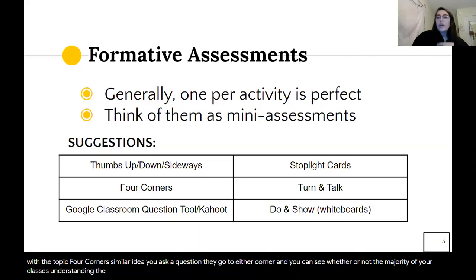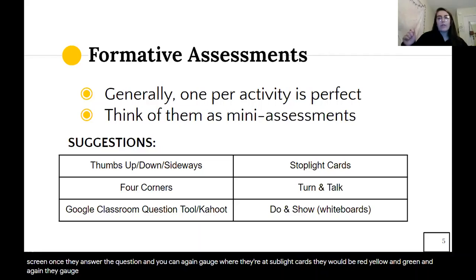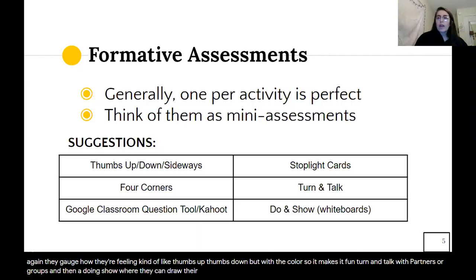The question toolkit or the Kahoot, that's always good too. They can go on a tablet, a laptop, and they can see on the screen once they answer the question, and you can again gauge where they're at. Stoplight cards, they would be red, yellow, and green, and again they gauge how they're feeling, kind of like thumbs up, thumbs down, but with the colors, so it makes it fun. Turn and talk with partners or groups, and then a do and show where they can draw, they can write, they have different modes of being able to show what they've learned to you.